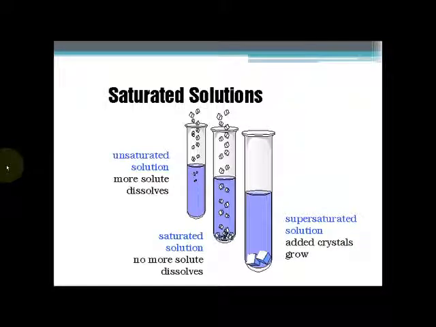Miss L's getting mad. Alright, so saturated solutions. So we got some pictures here. Yeah, the mouse. We having pictures now? Okay, we got pictures now.